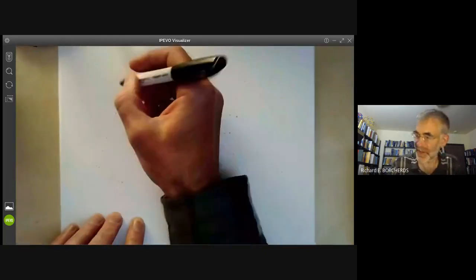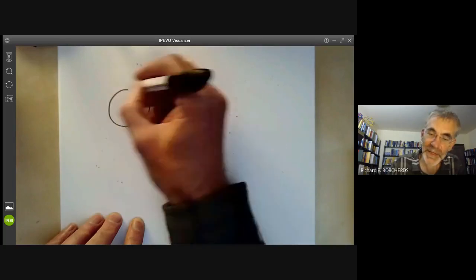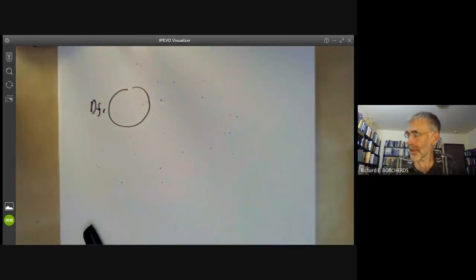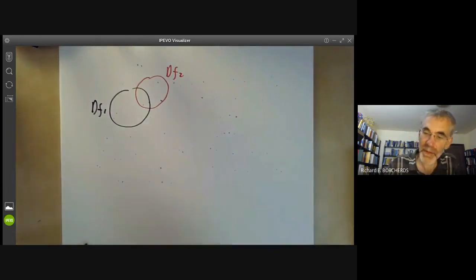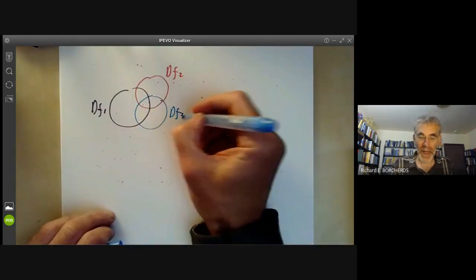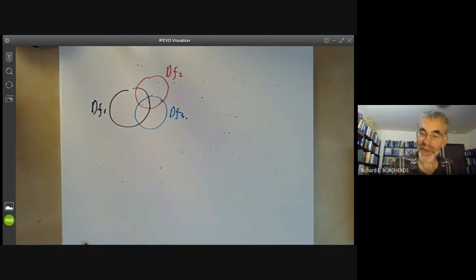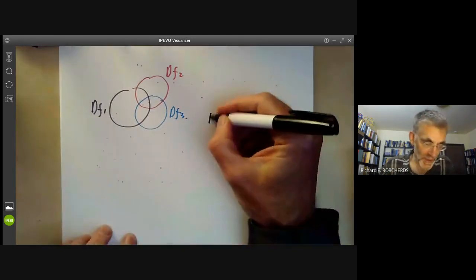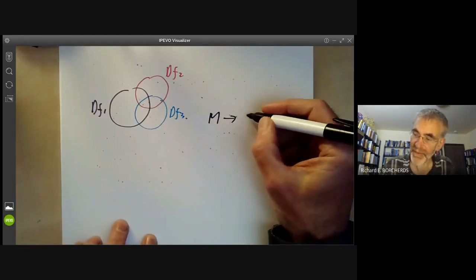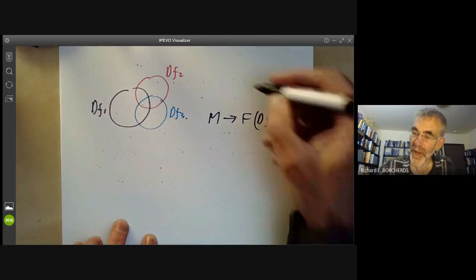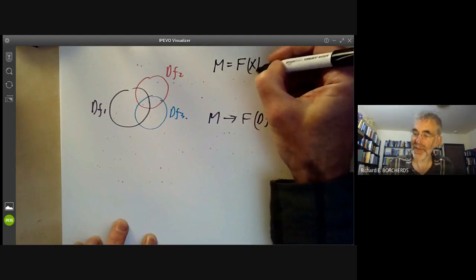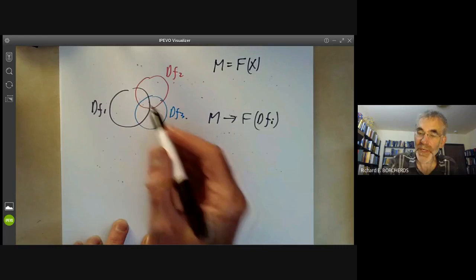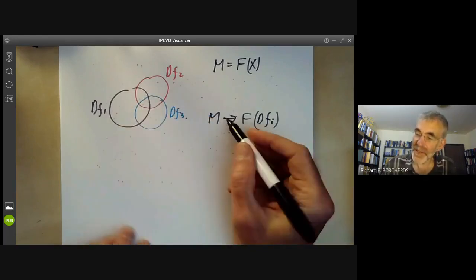So let's just draw a picture to focus our attention. Let's take sets D(f1), D(f2) and D(f3). So I'm going to cover the spectrum of the ring by three open affine sets, which will be enough to illustrate all the complications. And we've got a module homomorphism from M to F of D(f1). Here, M is F of X, so it's the set of global sections of F, and we're restricting it to D(f1). So this is just the restriction homomorphism.